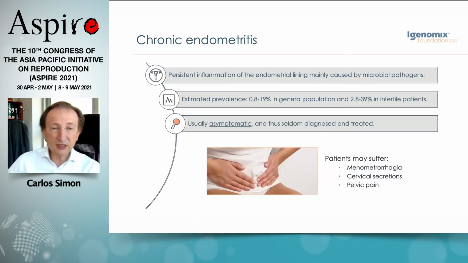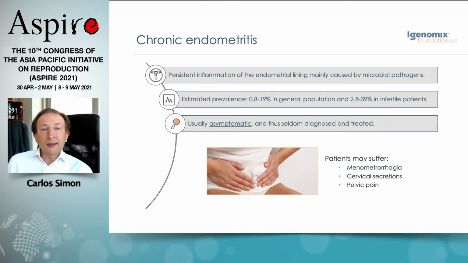Usually, as mentioned, it's asymptomatic, so it will go without diagnosis and treatment. Patients may suffer from unspecific symptoms such as metrorrhagia, cervical discharge, or pelvic pain, which is not something very specific. So because of that, we will not be sure what is going on there.